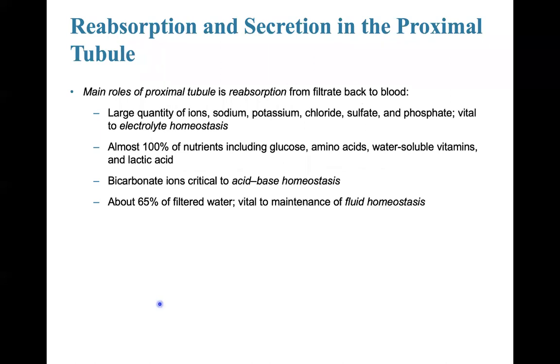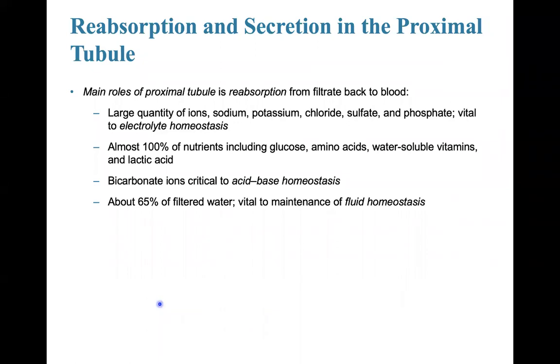So the main roles of the proximal tubule in reabsorption from filtrate back to the blood: large quantities of ions, sodium, potassium, chloride, sulfate, and phosphate, vital to electrolyte homeostasis. Almost 100% of nutrients, including glucose, amino acids, water-soluble vitamins, and lactic acid, are reabsorbed. As I said, if you have glucose that's being excreted in your urine, that means your blood glucose levels are too high and you're exceeding the maximal levels.